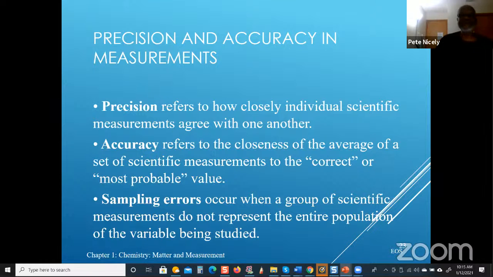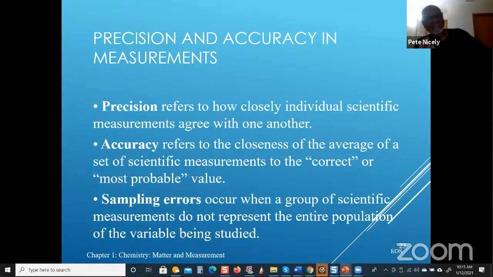All right, so what that means basically is that if different people use the same instrument to measure a particular quantity, like for example, use the balance to measure, let's say, a sample of sodium chloride, then how close these measured values are to each other is a reflection of how precise the measurements are.